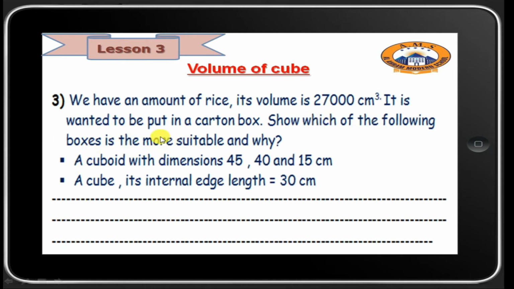The first carton box is in the shape of a cuboid with dimensions 45, 40, and 15 centimeters, and the other carton is in the shape of a cube, but its internal edge length equals 30 centimeters. So here, the first one is a carton box in the shape of a cuboid. So my dear student, let's calculate the volume of the first cuboid carton box.